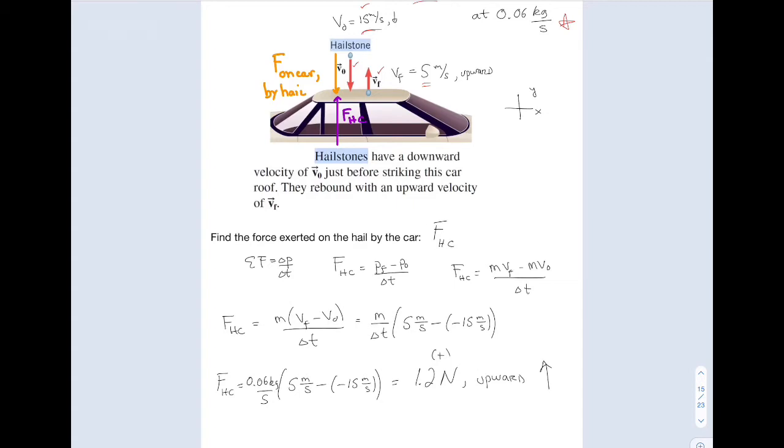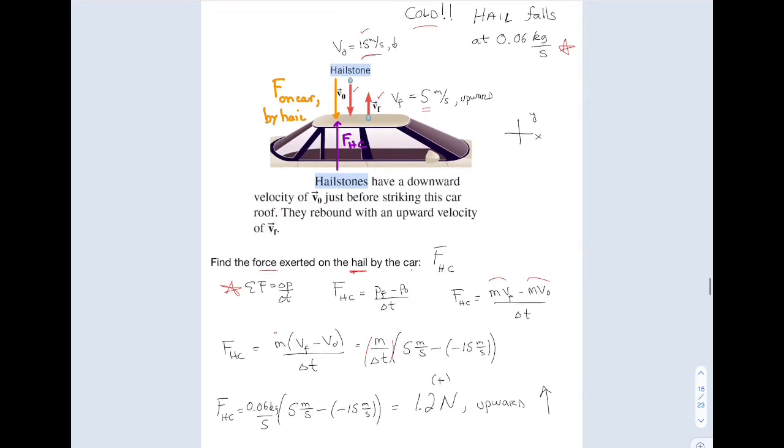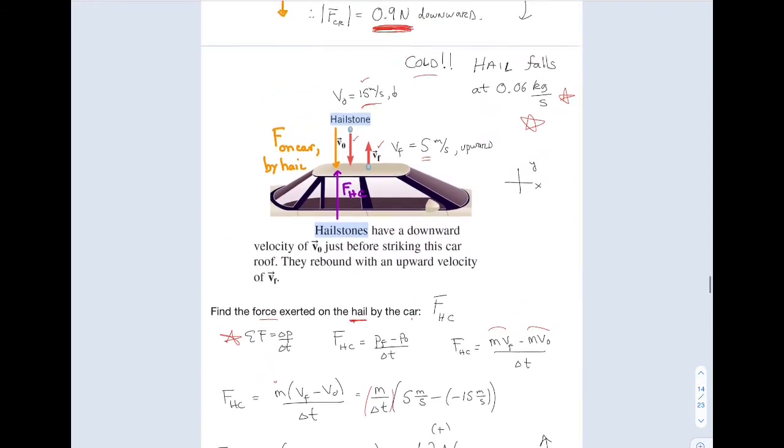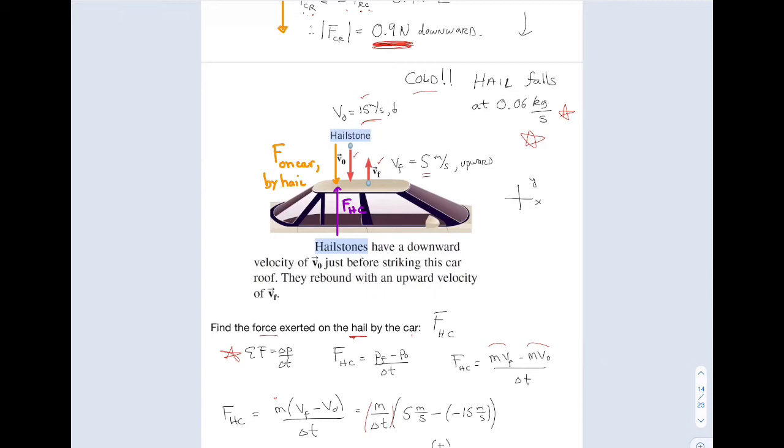Okay. So I want to find the force exerted on the hail by the car. The roof of the car has to exert a force to stop the hail. So I'm going to find that. So Newton's second law. So change of momentum of the hail. So P final minus P initial. Factored out the M. But mass per time, that's the rate at which the hail falls. I have that number. And I have the same coordinate system.